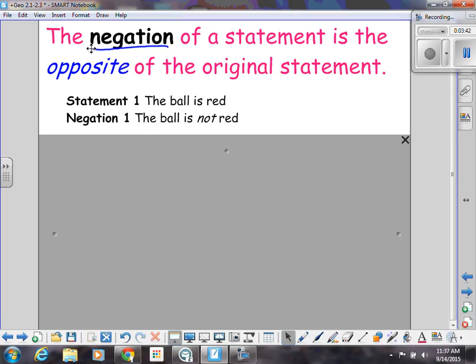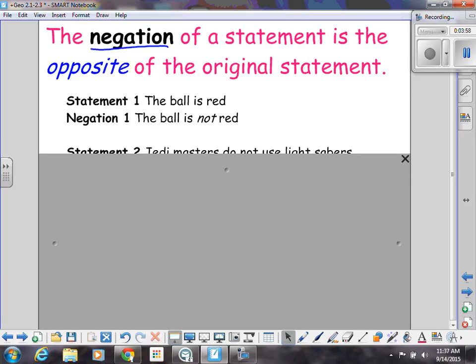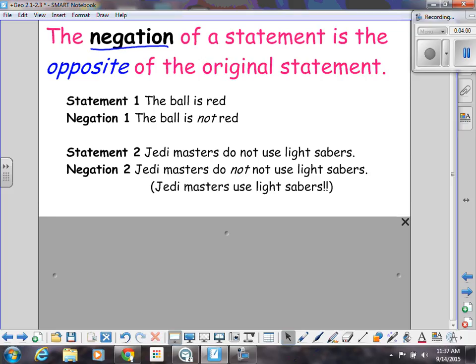Be careful though. It is not okay to say the ball is blue. That is not a negation, right? That's very different than saying the ball is not red. The ball is not red can mean it's any other color besides red. Also be careful if my original statement already has a not in it. Jedi Masters do not use lightsabers. So the negation of that would be Jedi Masters do not? No. We would say they do use lightsabers, right? So just be aware of that.